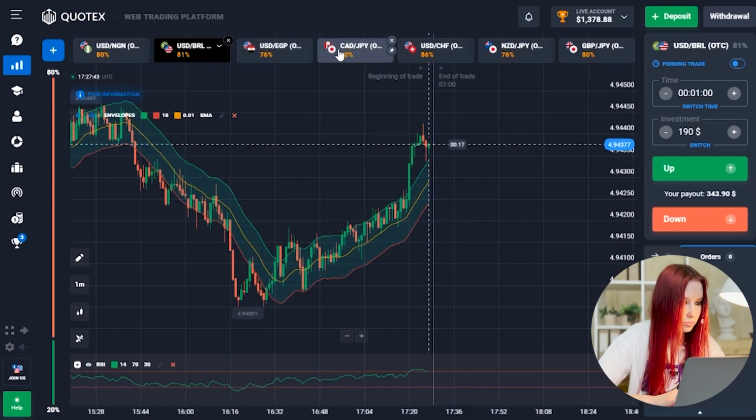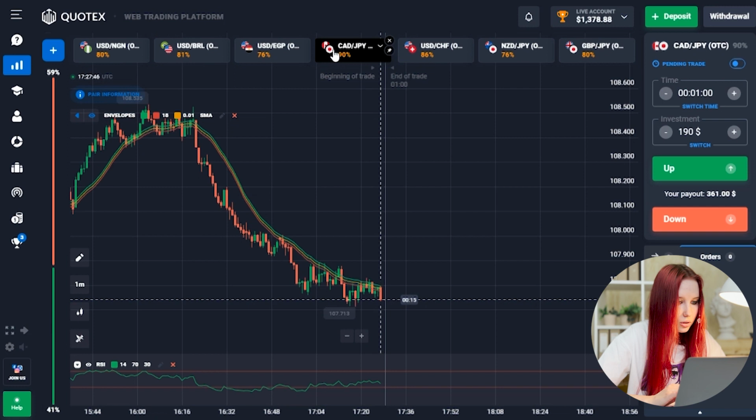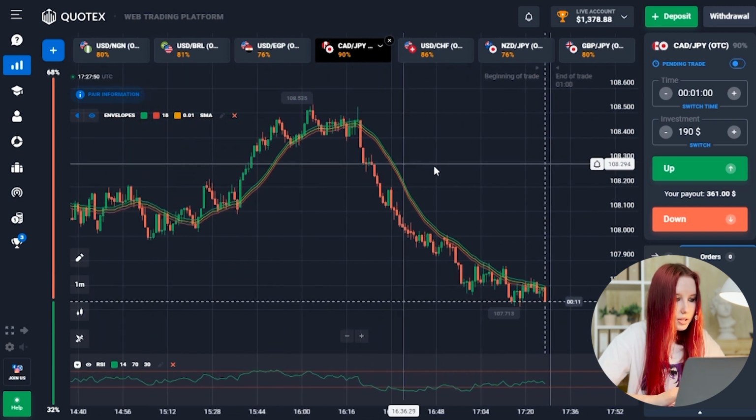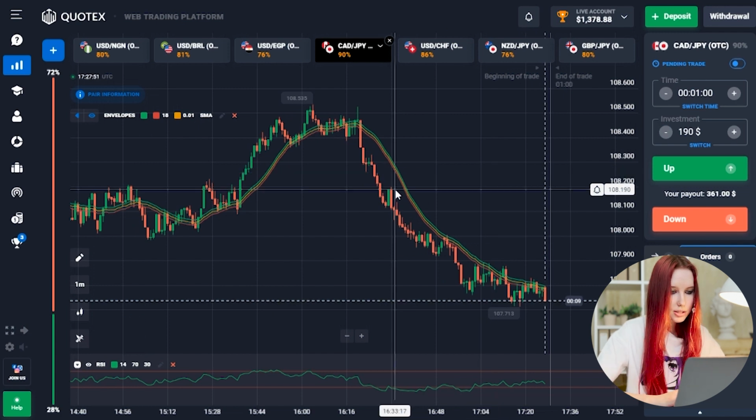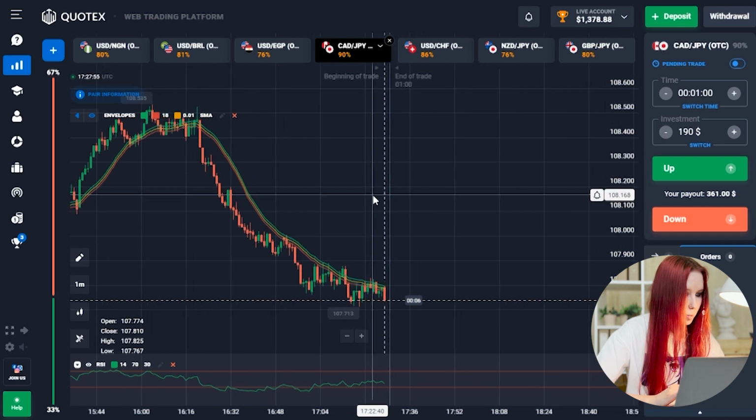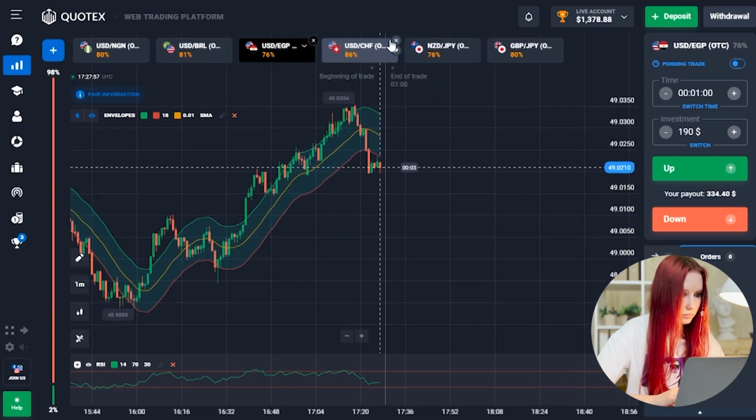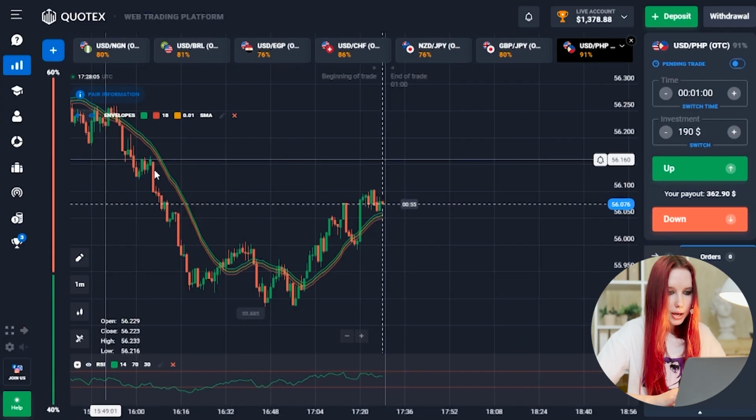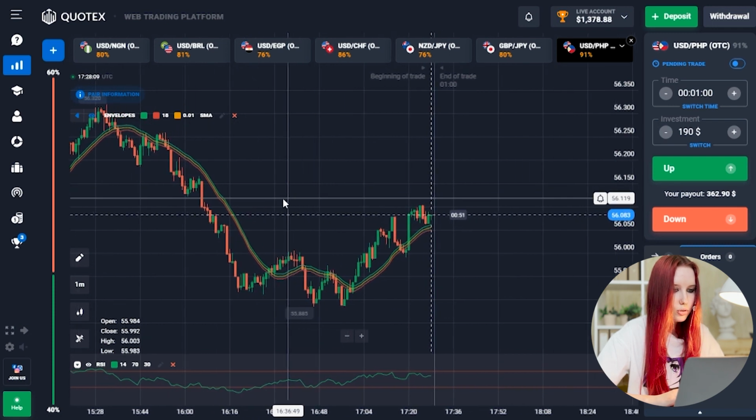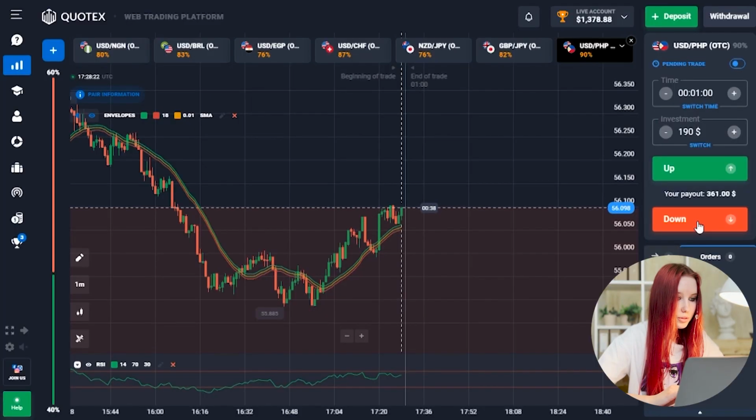Well, no, why not? Okay, and what do we see here? The downtrend continues here. I don't see any entry points. Okay, let's delete this one and add a new one. Let it be this currency pair. It has a good payout percentage, and here we can see that the price has reached a key level, and I think it will start its reversal right now. Well, that's why I want to open a trade here.